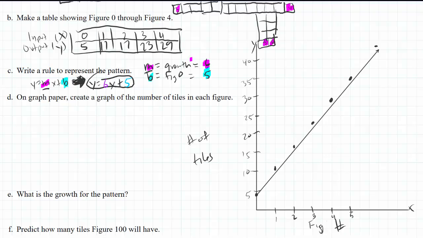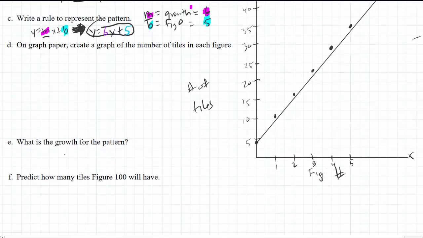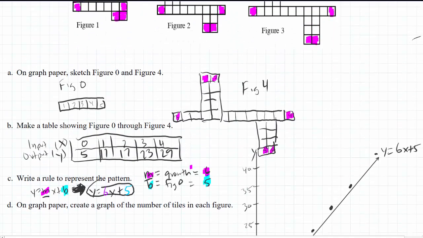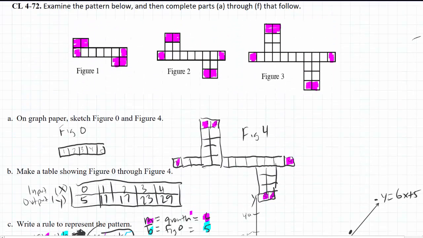Let's go and label our line. We're going to have y equals 6x plus 5. I know the line's not perfect. It's hard to do this on computer. So what's the growth for the pattern? How many tiles does the pattern grow each time? Well, we were talking about how it grows by 6. 1, 2, 3, 4, 5, and 6.